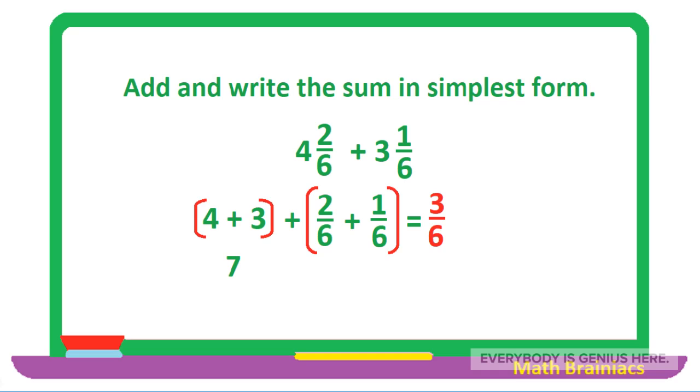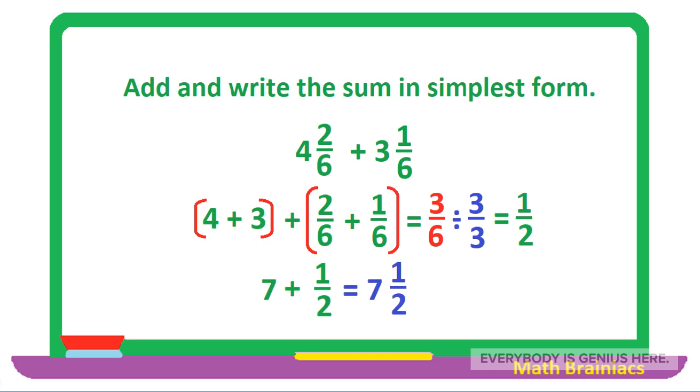And we have the same factor of 3 and 6, which is 3. Therefore, we are going to divide 3 over 6 by 3 over 3. 3 divided by 3 will give us 1, and 6 divided by 3 will give us 2. Therefore, our fraction is 1 over 2. Likewise, we can add now the whole number and the fraction. Accordingly, 7 plus 1 half will give us 7 and a half.